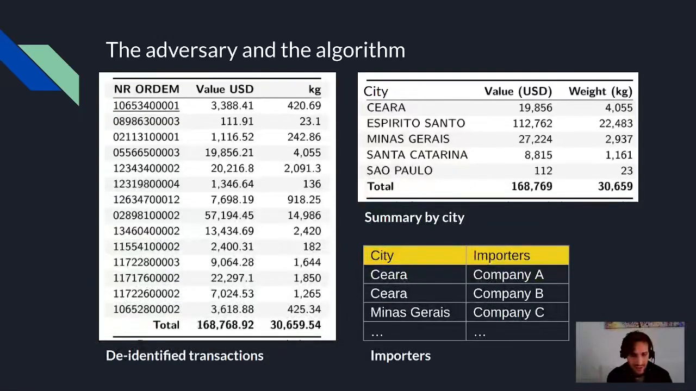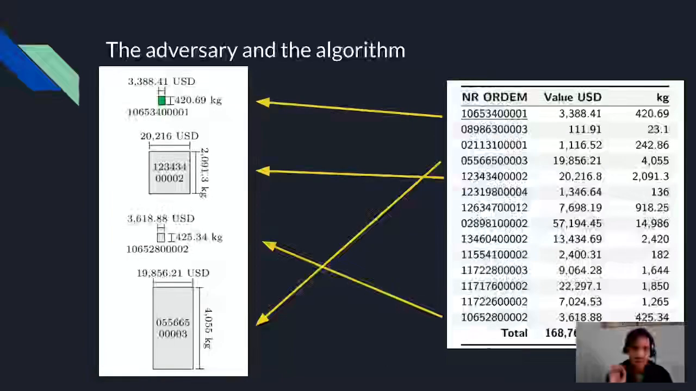I, now the adversary, know that the totals shown in the summary by city were produced by partitioning the entries seen in the de-identified transactions. So I can use these totals as restrictions in an integer linear optimization program to find which partitions produce the totals seen here. Let's make this more graphical so we can visualize how this is done.